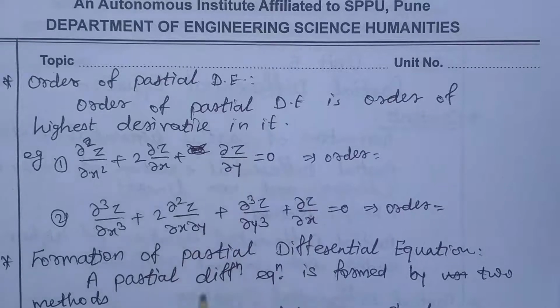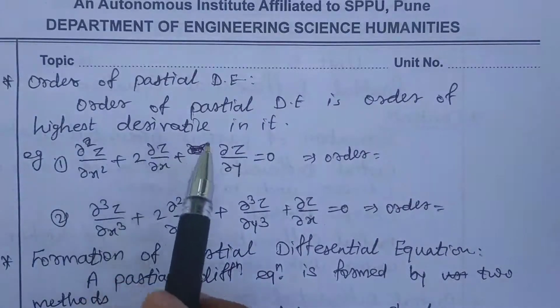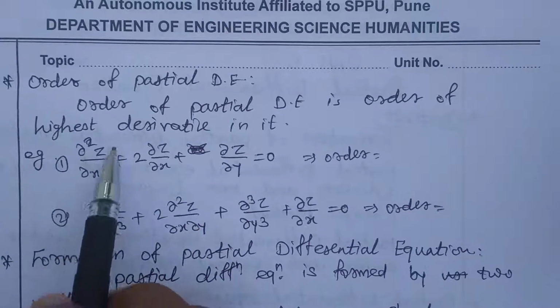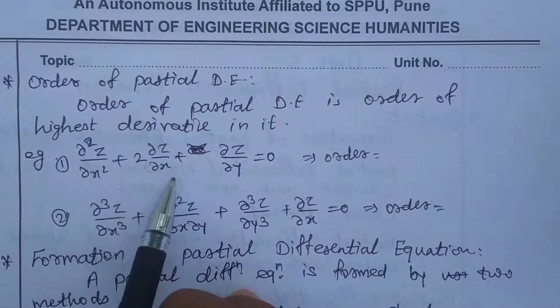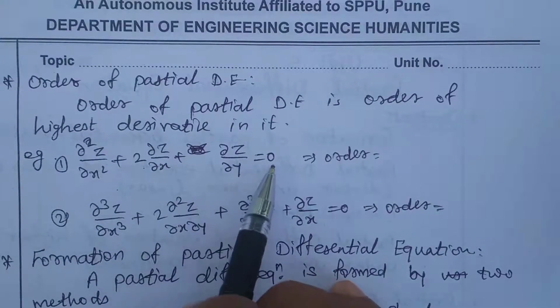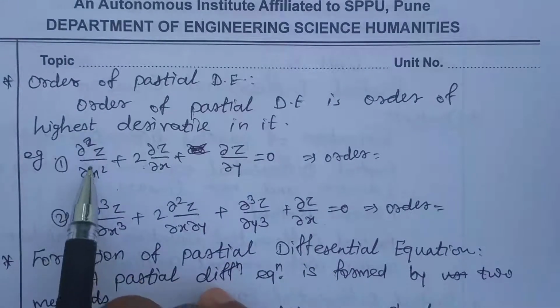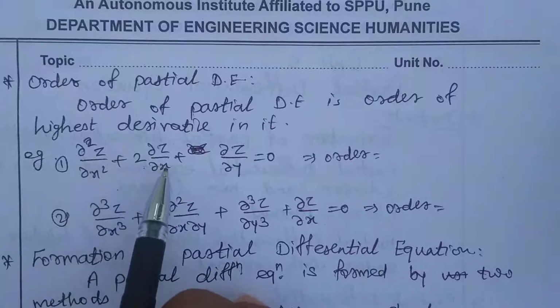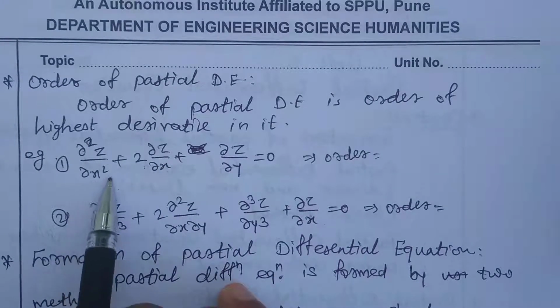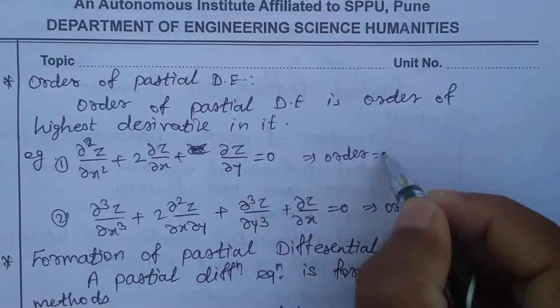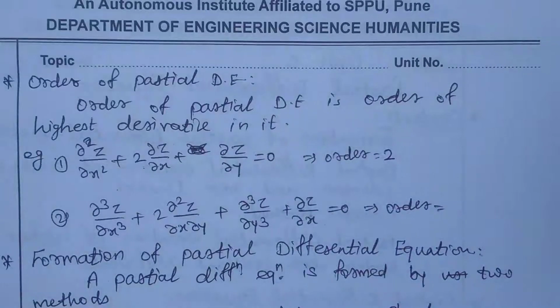For example, suppose this is our partial differential equation: ∂²z/∂x² plus 2 times ∂z/∂x plus ∂z/∂y equals 0. Here the first term is a double derivative, and the other two are single derivatives. So the highest derivative is a double derivative, and the order of the differential equation is 2.